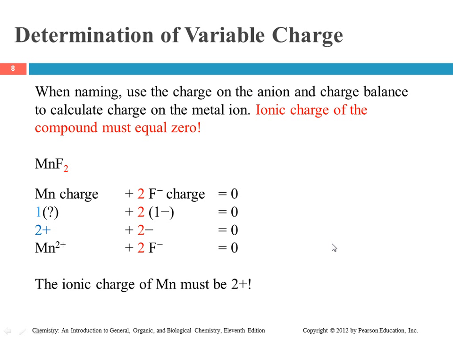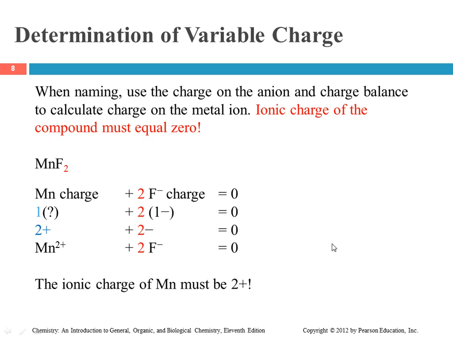If you remember that, it's not hard to find out. It has to equal 0. Another common mistake is to not multiply times the number of atoms. You have to be sure that you take into account each atom and its charge.